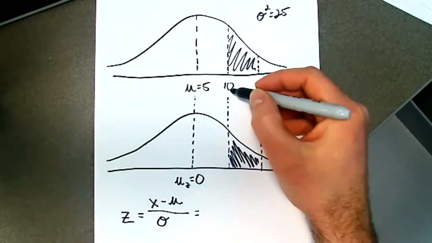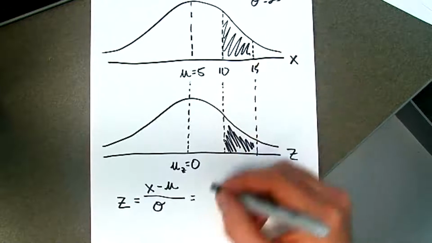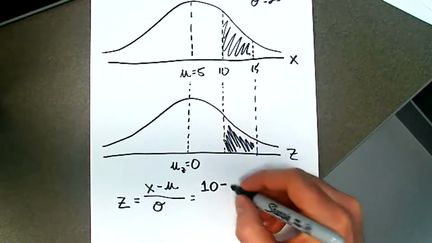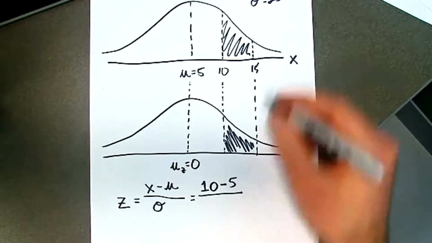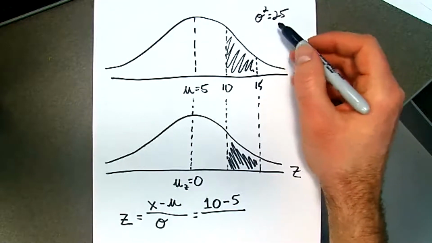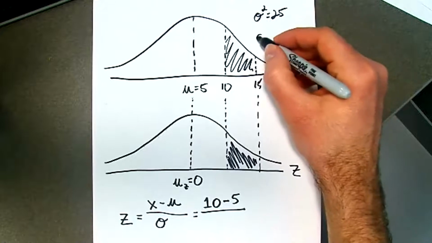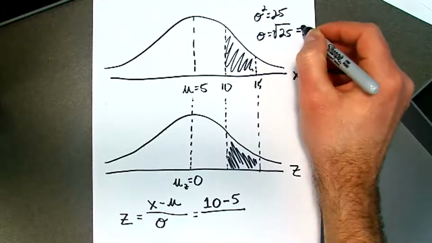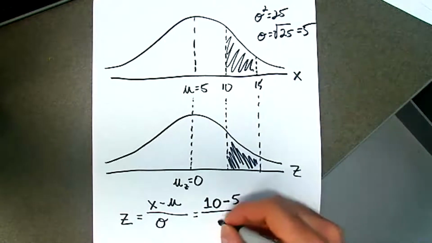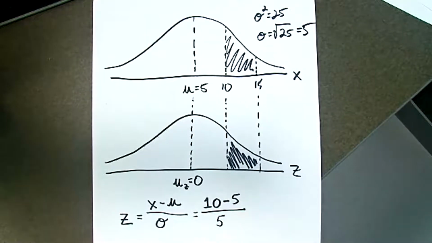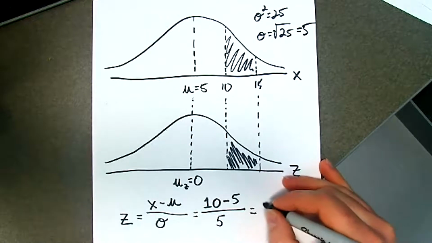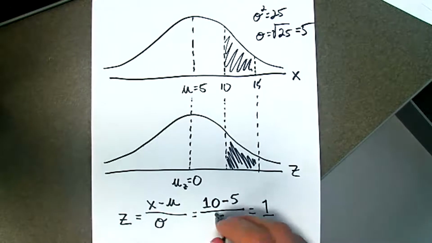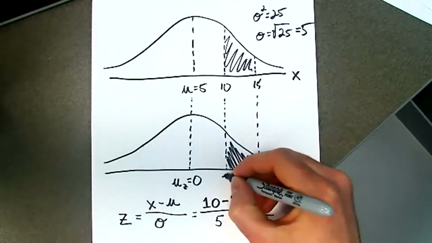So let's say instead I want to find the z-score for this value of 10. So I plug in the value of 10. I subtract the mean of the original data, and I divide by the standard deviation of my original data, which, if my variance is 25, my standard deviation is just the square root of that, so my standard deviation ends up being 5. Okay. So, do the math, I get a z-score of 1.